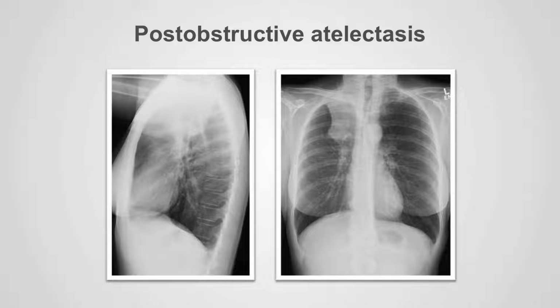Obstruction within the lung can occur at any level of the large or small bronchi. The complete obstruction of a lobar bronchus will lead to lobar collapse, whereas the complete obstruction of a segmental bronchus will lead to segmental atelectasis.